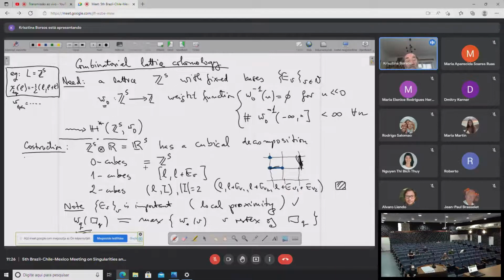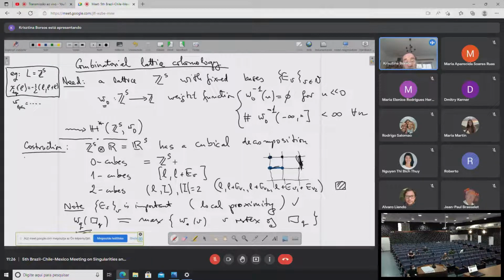So what is the construction? We have to make a cubical decomposition of the real space. Here s is the dimension of the lattice, the rank of the lattice. We consider the real space R^s, and we embed Z^s into R^s as lattice points. So we have the lattice points in R^s, and we have the zero cubes.